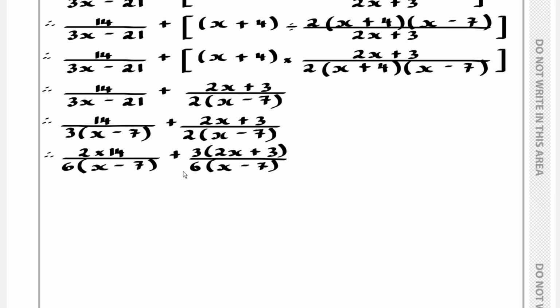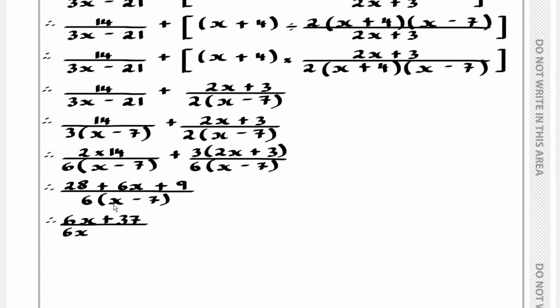So we've maintained equivalence. So I've got 2 times 14, which is 28, 3 times 2x, which is 6x, 3 times 3, which is 9, and on the denominator I've got 6 lots of x subtract 7. So if I expand and simplify, I've got 6x plus 28 plus 9, so I add on 37, and on the bottom I've got 6 times x, which is 6x, 6 times negative 7, which is negative 42. So the expression simplifies to 6x plus 37 over 6x subtract 42.